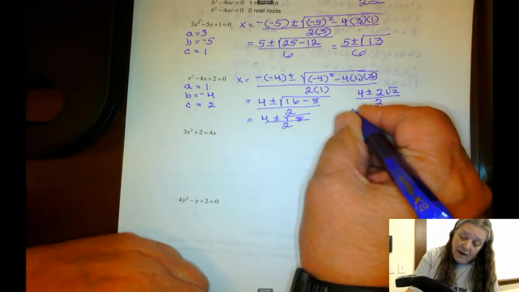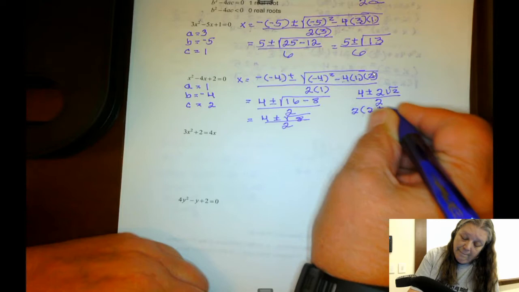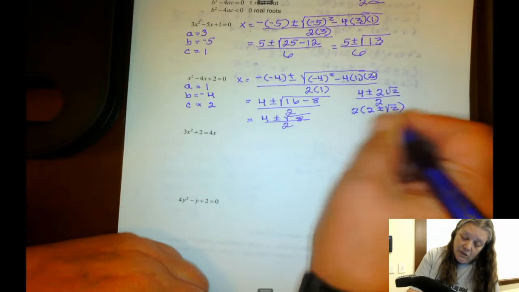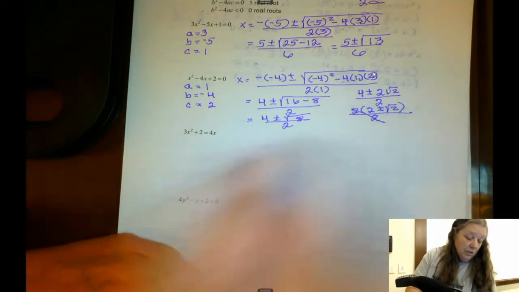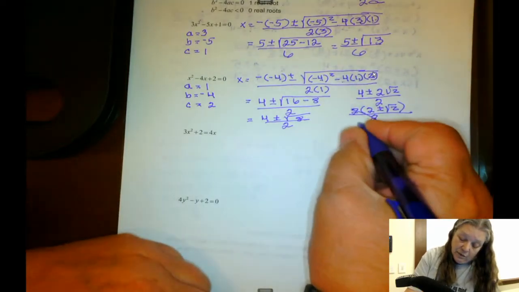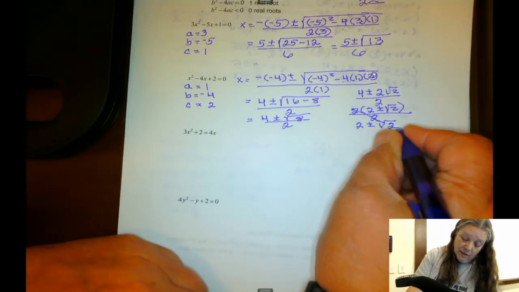We have a common factor of 2 in the numerator. So we have 2 times 2 plus or minus square root of 2 over 2. The 2's cancel and we're left with 2 plus or minus the square root of 2.